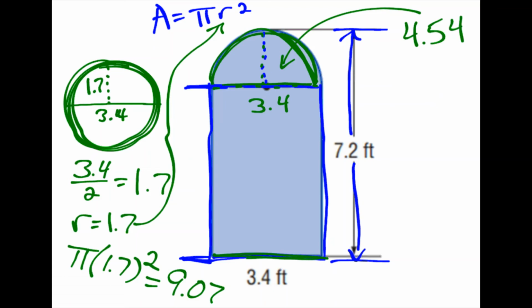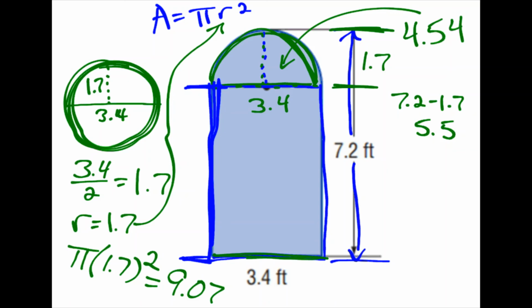Now I need the rectangle. I know that this part, the radius of the circle, is 1.7. And I know that entire line on the right side is 7.2. So I can do 7.2 minus 1.7. That gives me that that side is 5.5. So this blue side of the rectangle is 5.5. Now I really have the length and the width of that rectangle.